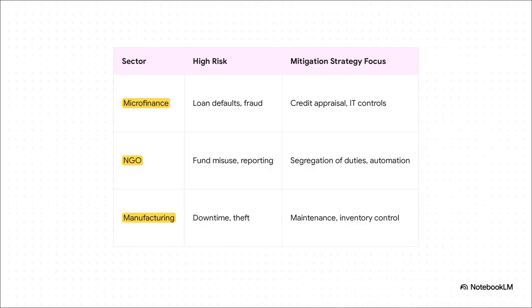And this is not just theory. Look at how this adapts to different sectors. In microfinance, you're laser-focused on credit appraisal and IT controls. In an NGO, it's all about segregation of duties. For a manufacturer, you're looking at maintenance programs and inventory control. The framework is the same, but the application is always tailored.